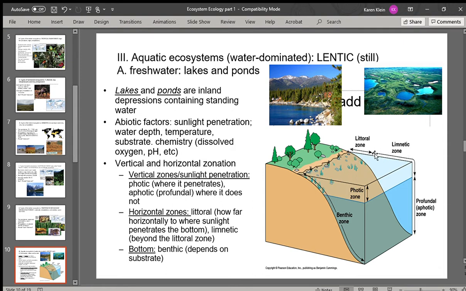Beyond the littoral zone, sunlight doesn't reach the bottom, so you can't have rooted plants. What you can have, though, from a photosynthetic standpoint, in the limnetic zone is, in the water column, you can have photosynthetic organisms, which sets up a food web or food chain all in and of itself.